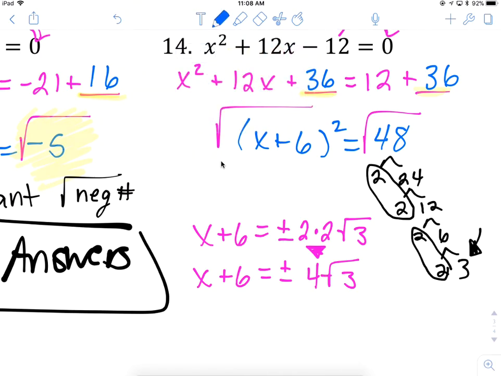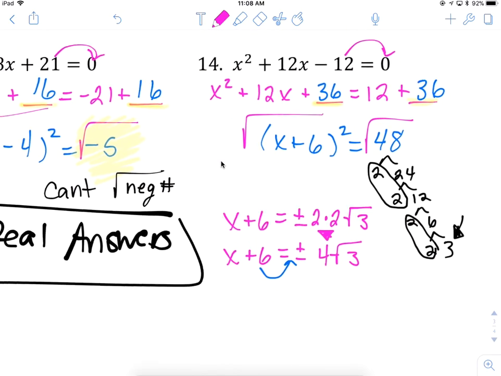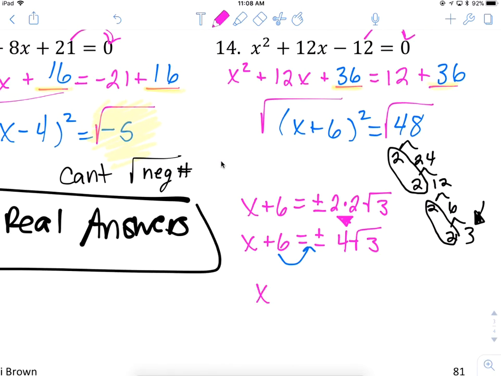And now I'll show you my note. Now we're moving the 6 over. What happens to the 6 is that it changes to a negative, but it does not add with the 4. Plus or minus 4 root 3 stays on its own. That 6 is just moving over there. This is our final answer.